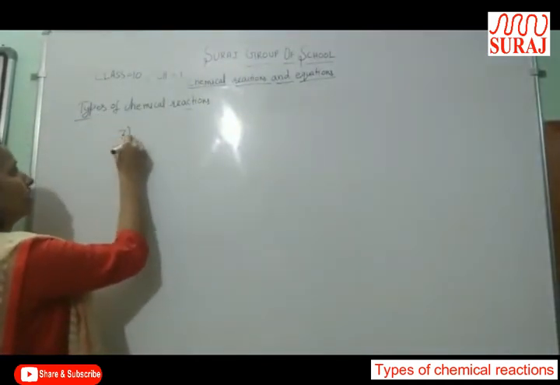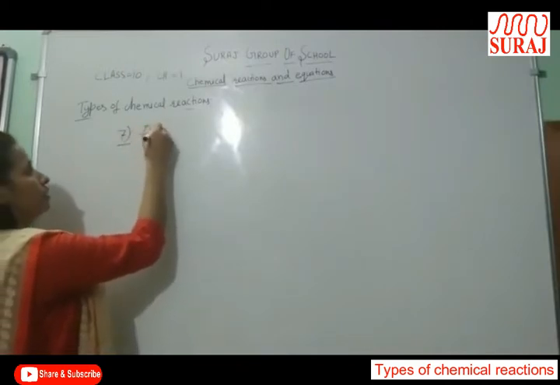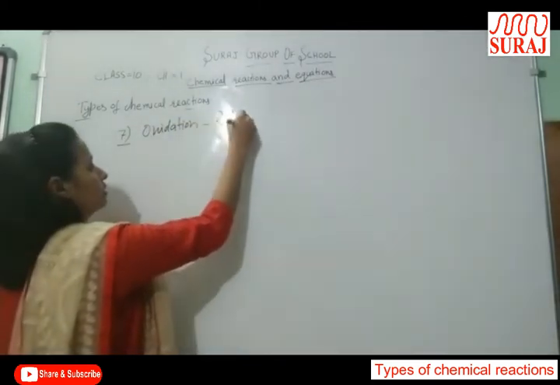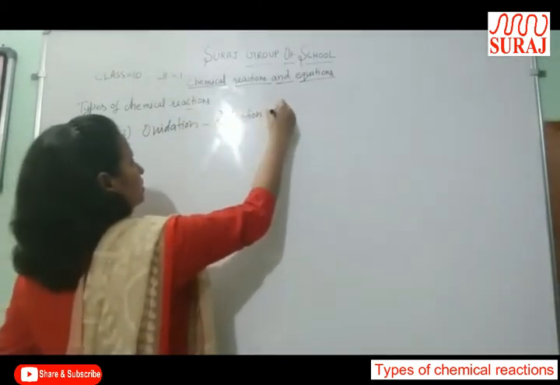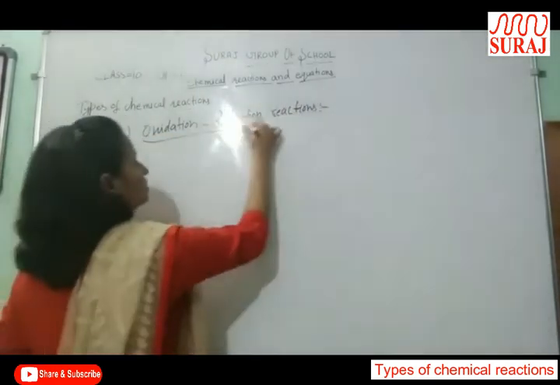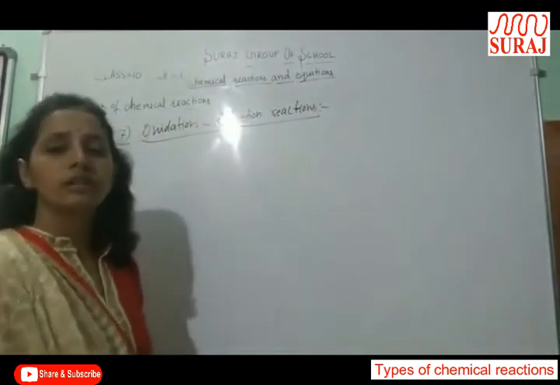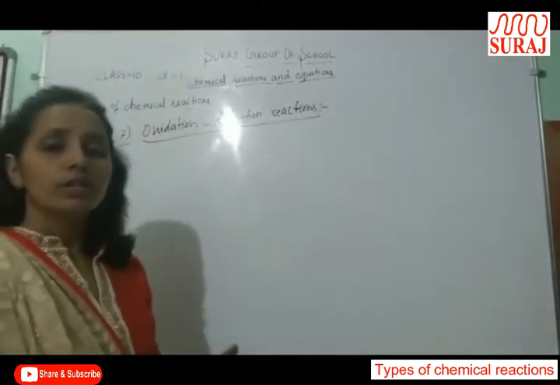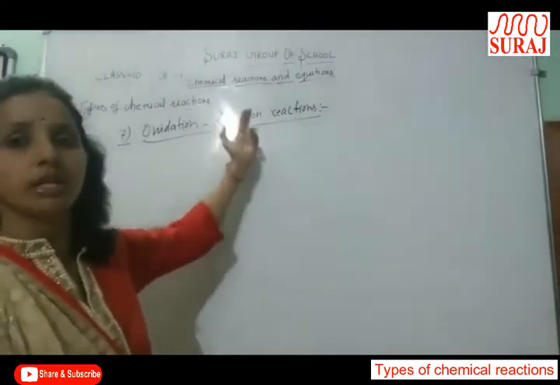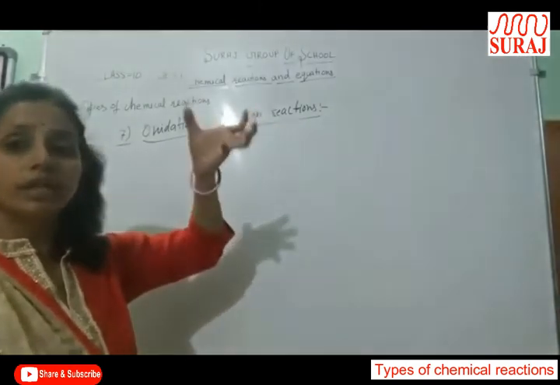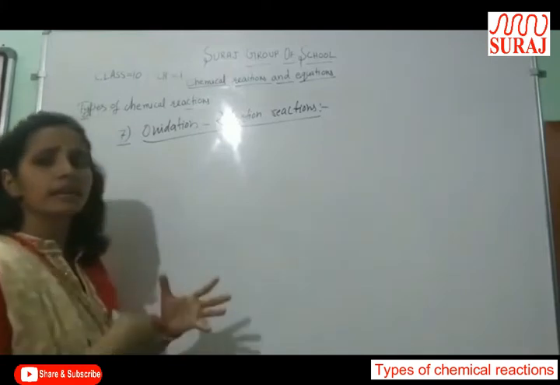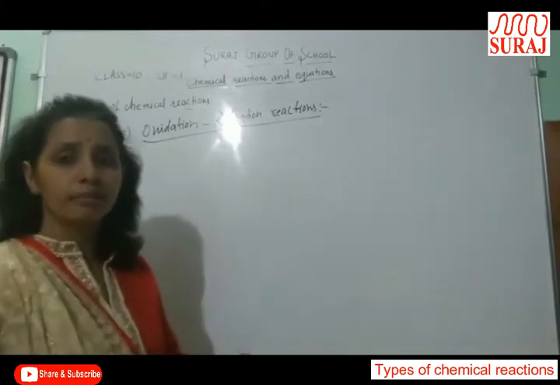The last type of chemical reaction is oxidation-reduction reactions. First of all, we will understand the terms one by one. What is oxidation and what is reduction? After that, we take an example of this type of reaction. We can understand this type of reaction with the help of an example or an activity.